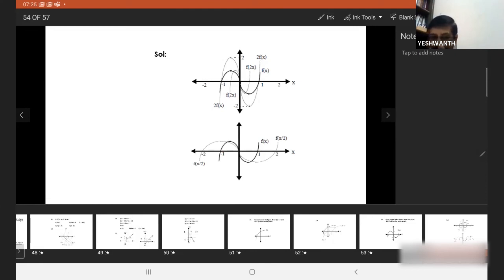When it is f of x by 2, the curve should broaden and move away from the y-axis. That is what I told. When it is 2x, it will be nearer to the y-axis than f of x. If it is 2 times f of x, simply the functional values are changed like this. The vertical part of it changes. Whereas 2x means the curve comes closer to the y-axis. 3x means even closer to the y-axis like this. That is how things go on. x by 2 means the curve moves away from the y-axis like this.